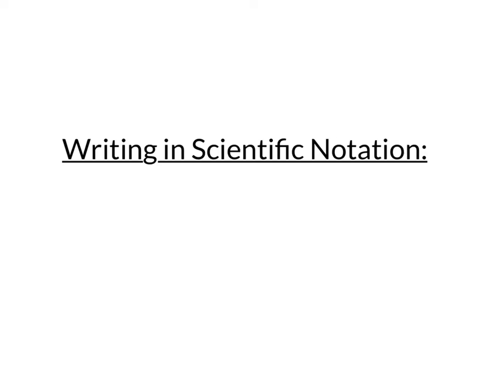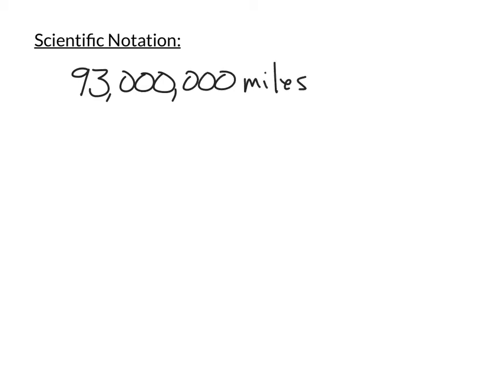Let's take a look at writing numbers in scientific notation. When we look at numbers in scientific notation, we're really looking at scientific numbers, like numbers that are used to measure things in science. For instance, the distance from the Earth to the Sun is 93 million miles. All right, that's a very large number. Or a drop of water weighs 0.00011 pounds. All right, a very small number.